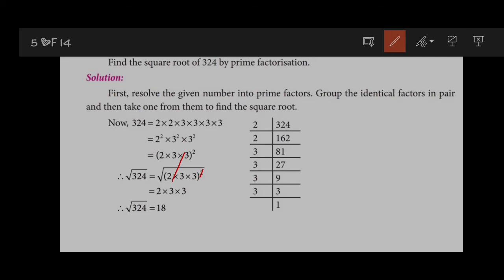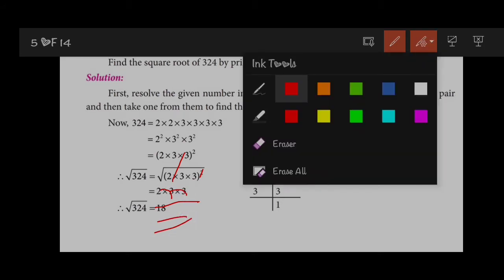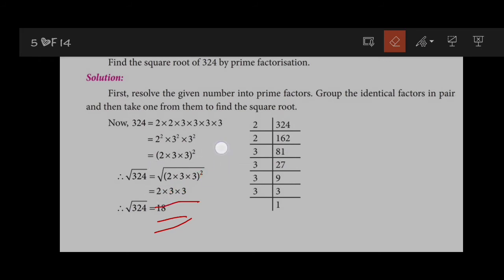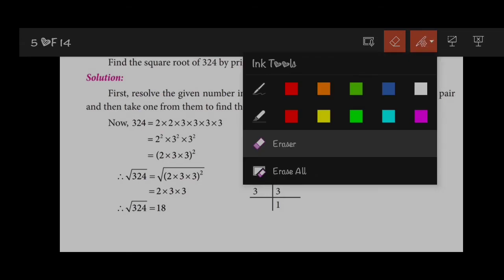The remaining part is 2 into 3 into 3. So 2 3s are 6, then 6 3s are 18. So 18 is the answer. Understand? So this is the simple method, the prime factorization method, to solve the square root numbers.